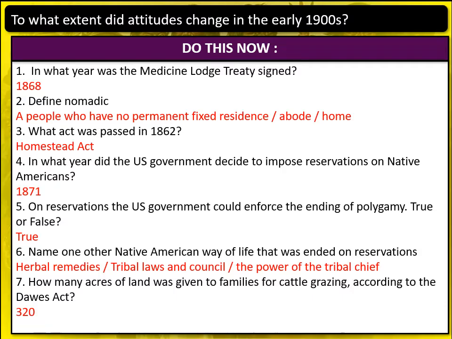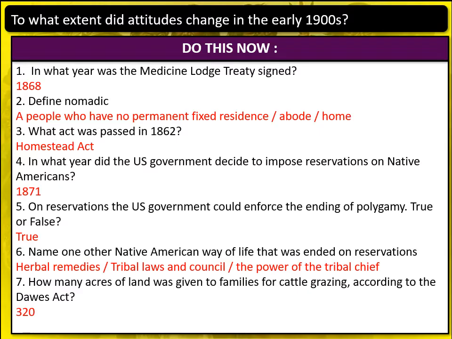Number 1, in what year was the Medicine Lodge Treaty signed? You should have 1868. So the Medicine Lodge Treaty is 1868. Secondly, the word nomadic means a group of people who have no permanent fixed residence or abode or home. So in the Native Americans' case, you know that the Plains Indians lived in teepees, temporary structures that could be collapsed and rebuilt, and they followed buffalo herds before policies of the federal government started to mean they had to be fixed.